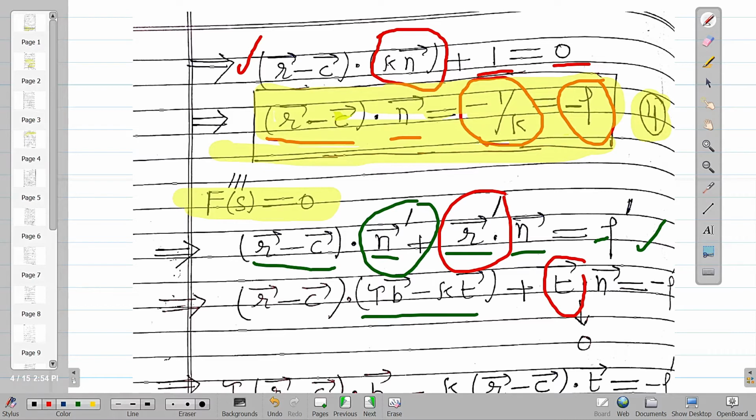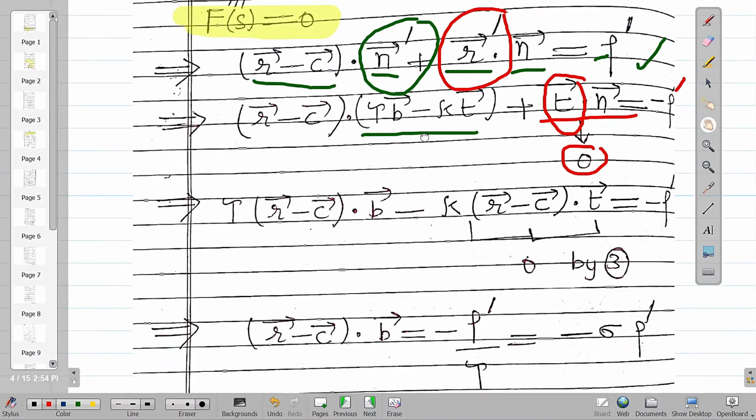Now the t dot n product, this term will be equal to 0. Why? Because t and n are orthogonal axes. If they are orthogonal axes, they are perpendicular to each other. If they are perpendicular to each other, then the dot product of t with respect to n and with respect to b is equal to 0. So we get the dot product of this term is equal to 0.